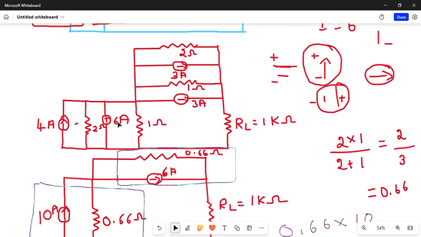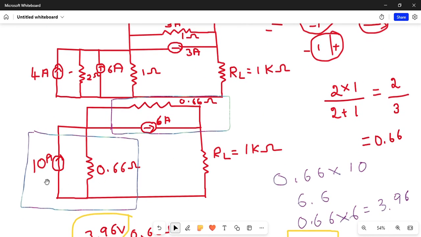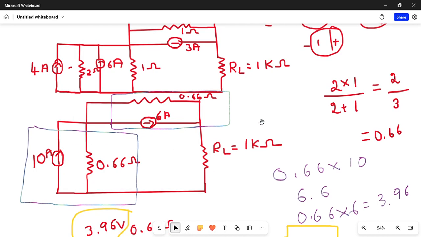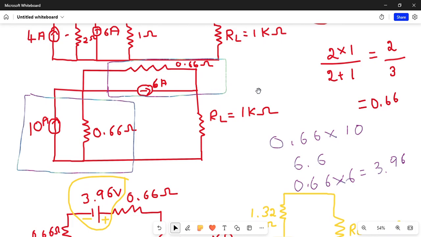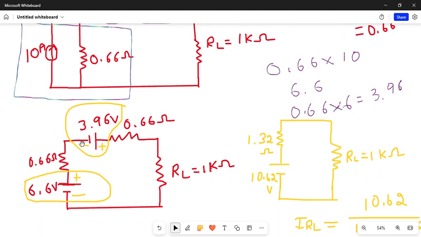So by simplifying these things, what did I get? I got one current in parallel with the resistance, and here also one current in parallel with the resistance. So what did I have to do with this? I had to again make it voltage in series with the resistance. Why? Because I need to unite the two voltages. So I made voltage in series with the resistance for both. I united these two voltages, right? And I got this resultant voltage, and I united these two resistances in series, and I got this resistance, right? After I got this, I applied the current divider rule.